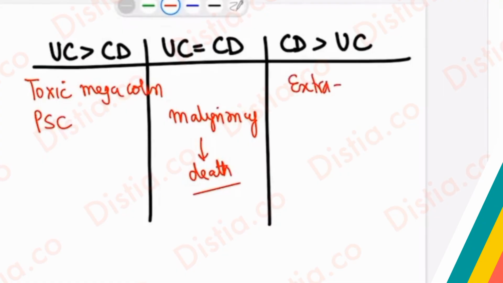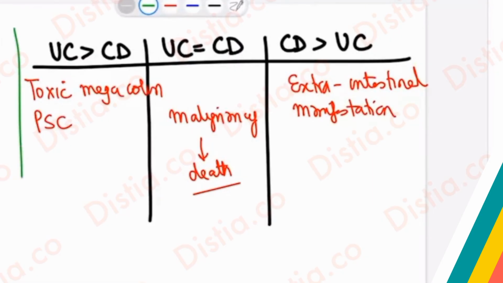What is more common in Crohn's as compared to ulcerative colitis? All the extra-intestinal manifestations that I just explained to you, ranging from something like clubbing to manifestations of PSC or even the arthritis component, extra-intestinal manifestations are more common in Crohn's as compared to ulcerative colitis.